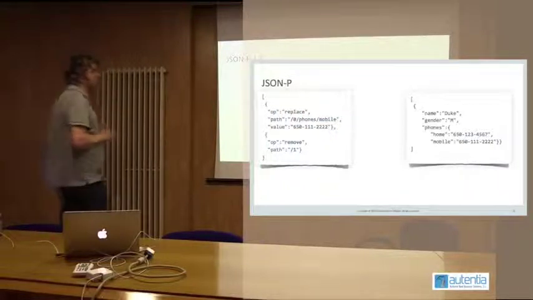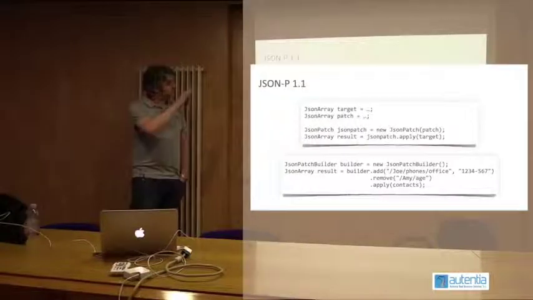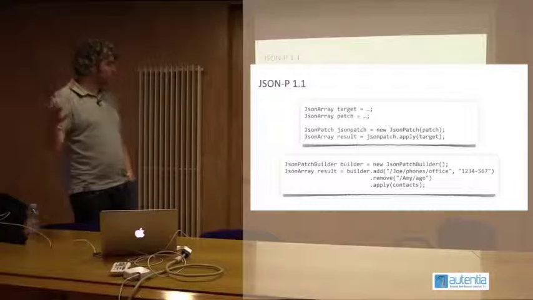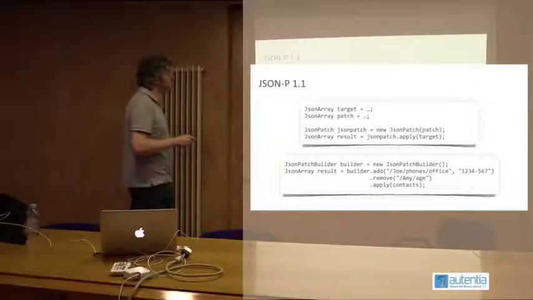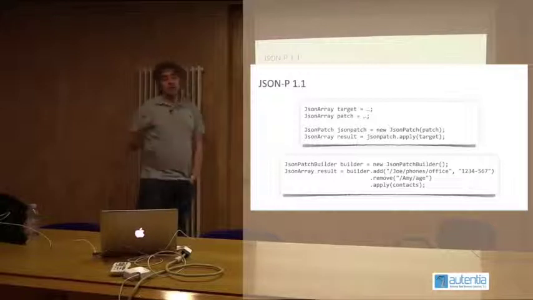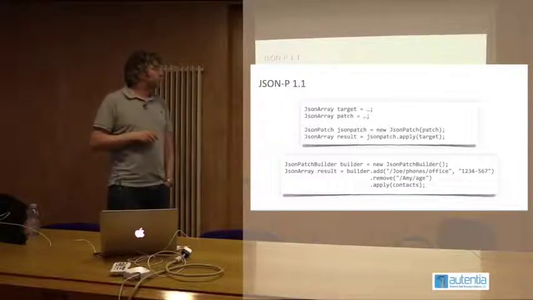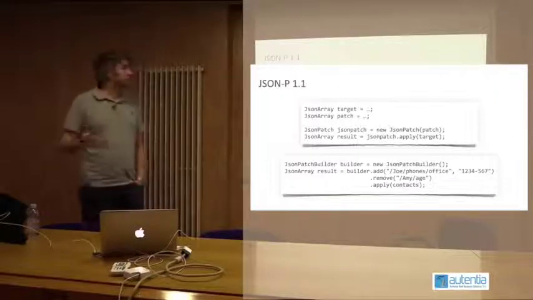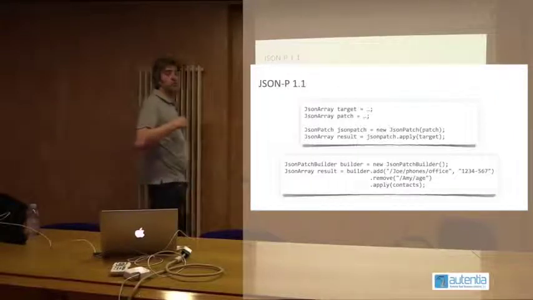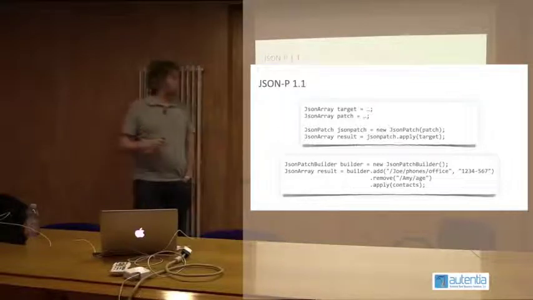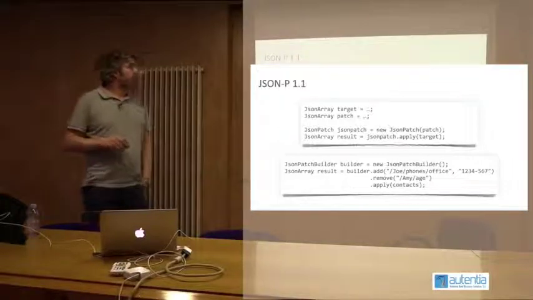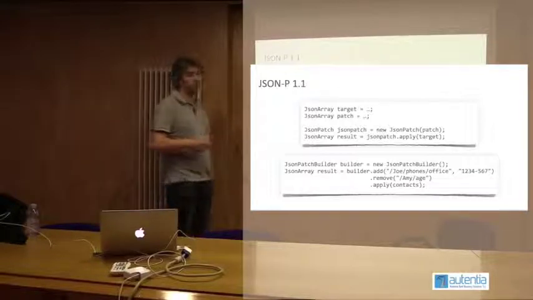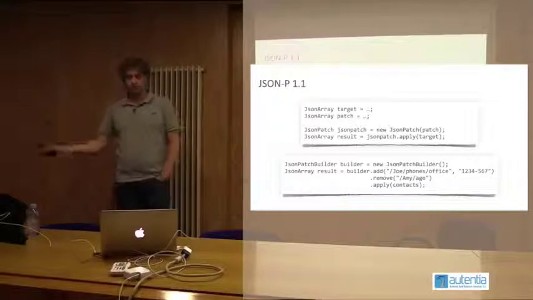On the Java side, it would look something like that. We have two JSON documents: the target document, and the patch itself. The two are JSON documents. So first we define a JSON patch. New JSON patch, we specify the JSON document that we would like to be used as the patch. And then we just need to apply that patch to the target JSON document. That's what we do here. And again, this is an immutable API, so what we get in return is a new JSON array. So we don't touch the original array.